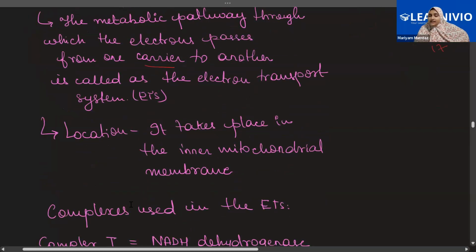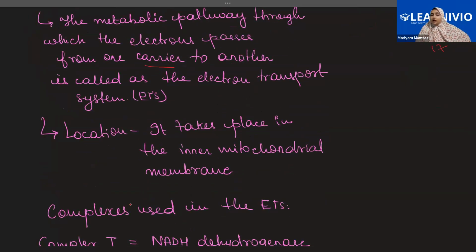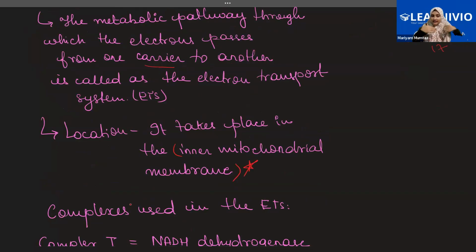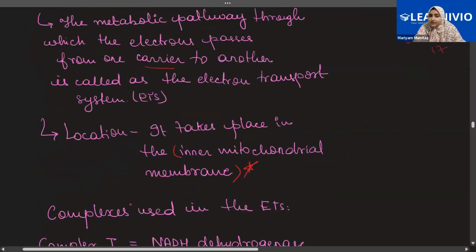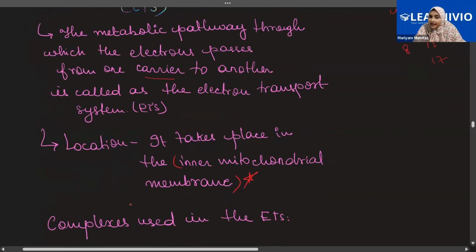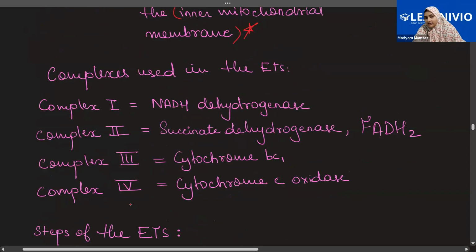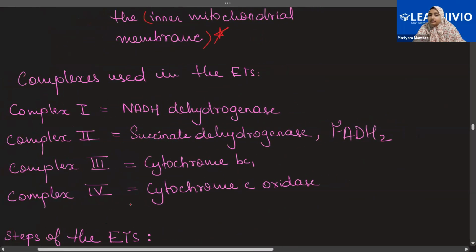Clear? Where does it take place? Always remember the location. It takes place in the inner mitochondrial membrane, towards the inner membrane of the mitochondria. Now I told you that the electrons are passed on from one carrier to another. So complexes are needed for that. There are 4 complexes that are needed for the electron passing.